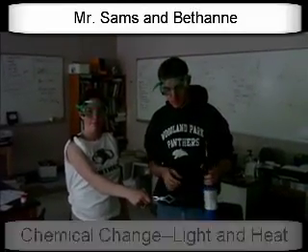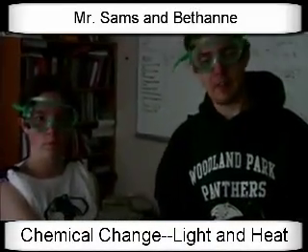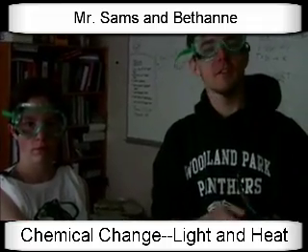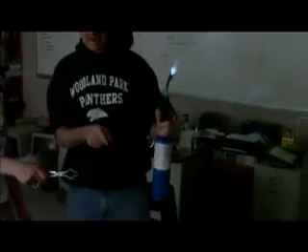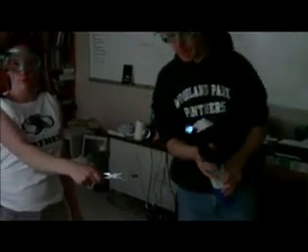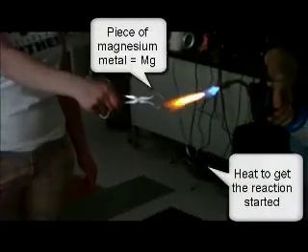All right, we're going to perform one more chemical reaction, and we're going to see another chemical change, and let's just do the reaction, and we'll talk about it when it's done. I got my trusty little torch here, and we're just going to light a piece of magnesium, and it's going to react with the oxygen in the air.